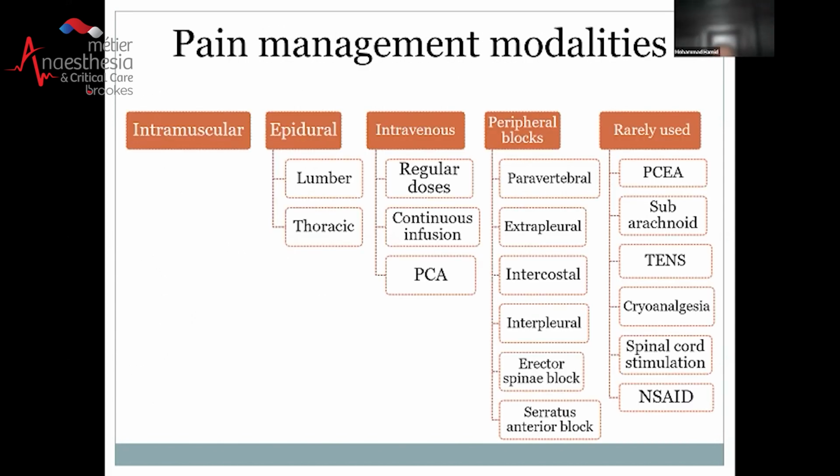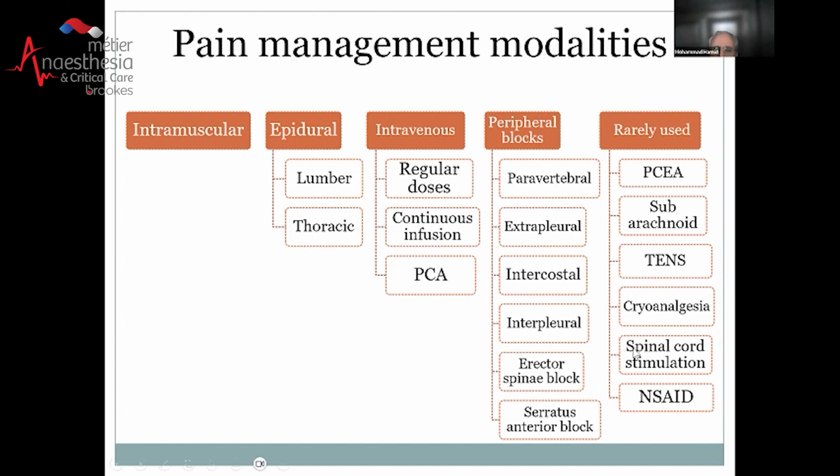So pain management can be done by intramuscular, epidural, intravenous, and peripheral blocks. But the gold standard is still thoracic epidural, which should be inserted in all these patients because of the severe pain. Now new blocks are coming up, like paravertebral blocks, extrapleural, intercostal, intrapleural blocks. But the new blocks, which are erector spinae block and serratus anterior block, are also helpful in thoracic surgery patients.